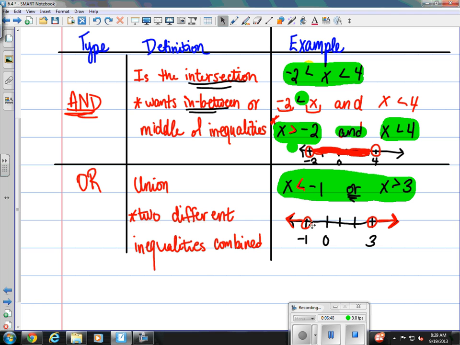So if you compare the two graphs, AND wants everything in between, and OR is just two inequalities graphed on the same number line. So the big part: AND is everything in between them, OR is two different ones.